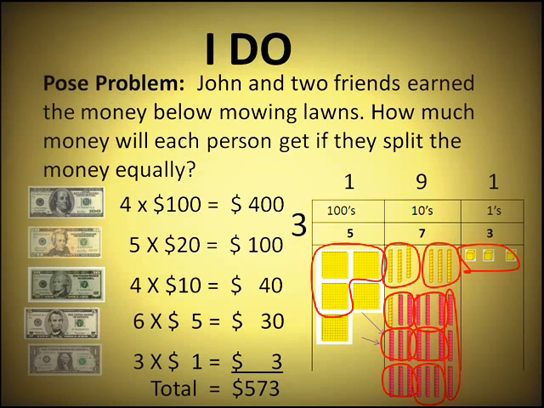Now we move to our ones place, and we circle our only group of 3 and write our 1 up on top. And now we know that they earned $573, and if it is divided 3 ways equally, each one will get $191.